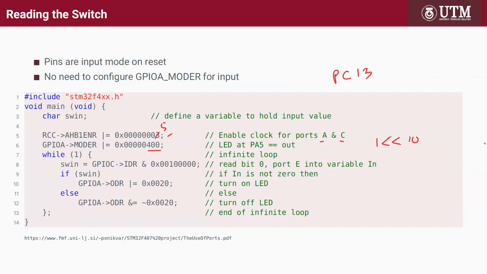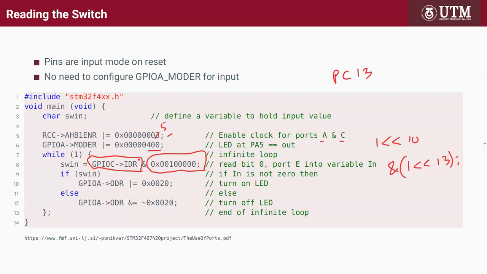So I read the switch from GPIOC IDR and immediately mask it. This expression will read the whole port C, but I want to only look at bit 13. So this is the mask. Again, dangerous, I'm not sure. I try my best. I think this is bit 13. So actually it should be 1 shifted left 13 times. This is easier, so that you know you are looking at bit 13.